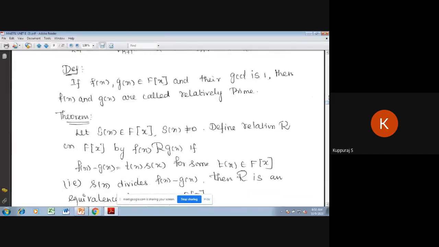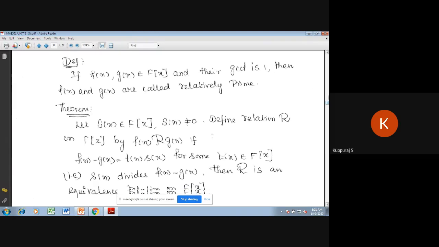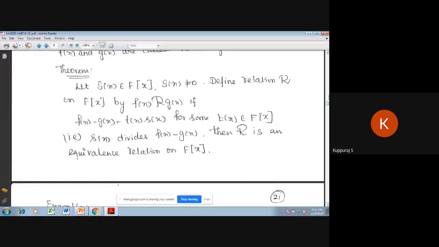The next definition: if f of x and g of x, the two polynomials, belong to capital F of x and the GCD is 1, then we know f of x and g of x are called relatively prime, since the GCD between f of x and g of x is 1. Therefore, f of x and g of x are relatively prime polynomials.